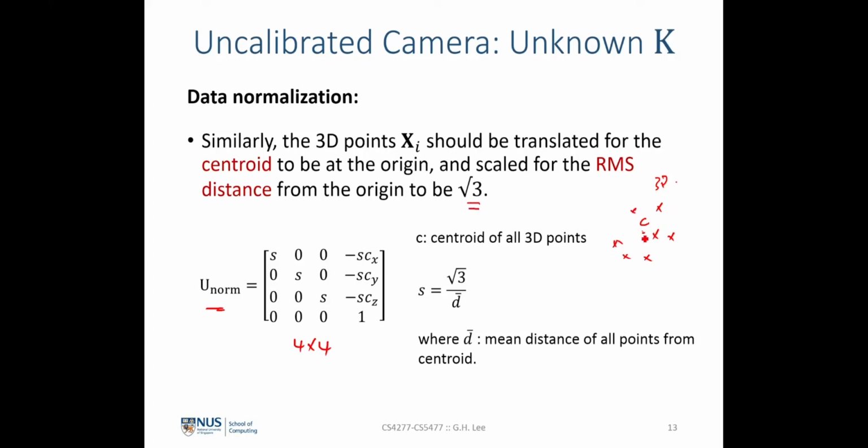And this would prevent the case where we have some data that is scattered very far away from each other or very far away from the reference frame. In order to achieve this, we simply define a scaling factor, which we call S as before. But in this case, since we want the total root mean square distance to be square root of 3, we define S to be equal to square root of 3 divided by the mean distance of all the points from the centroid.